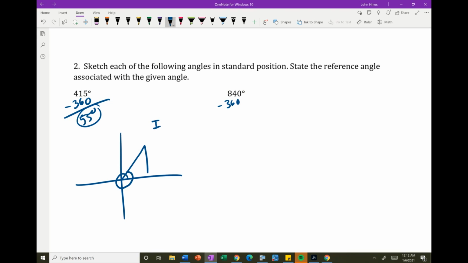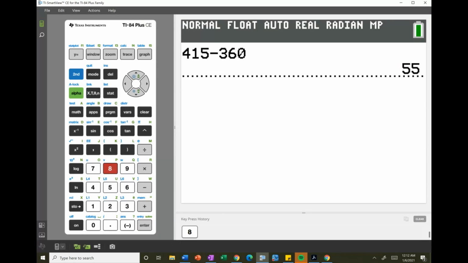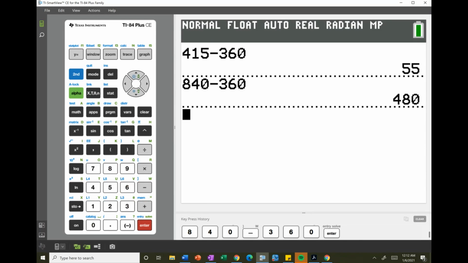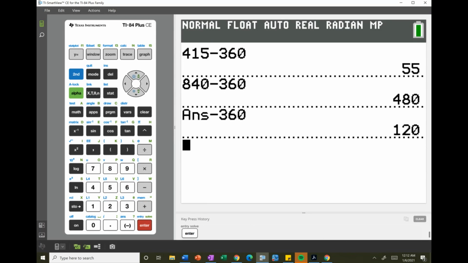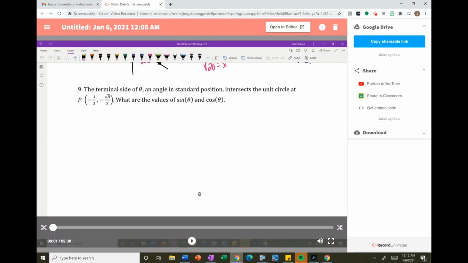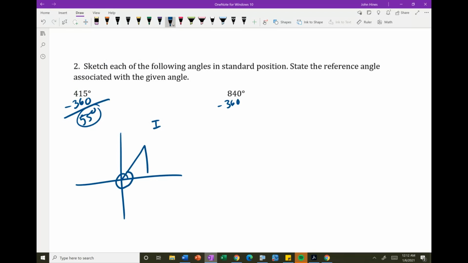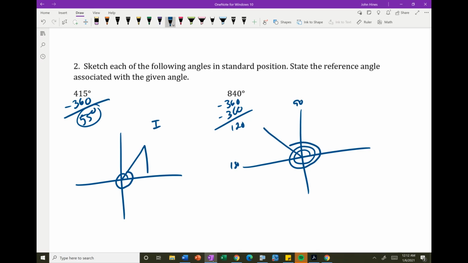840, too big. So what I'm going to do is 840 minus 360. Well, that's still too big, so I'm going to do another minus 360. I'm just going to keep spinning around the circle. So what this means is it's really 2 spins around the circle and lands at 120. 120 degrees is in quadrant 2, right? So there's my triangle there. It's 2 spins around the circle, but it really lands in the same spot as 120 degrees. So it's a quadrant 2 angle.